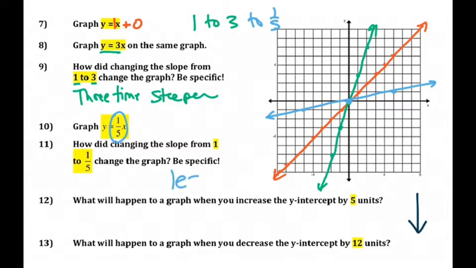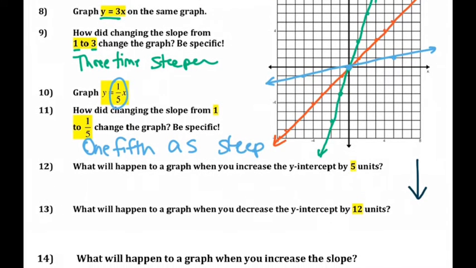So if I'm comparing the blue to the red line, it got less steep. That's true. How much less steep? It's 1/5. Instead of saying less steep, I'll say as steep. So it's 1/5 as steep. And so that's how you describe it. So don't just say it's steeper or less steep. Tell me how much more steep it is.